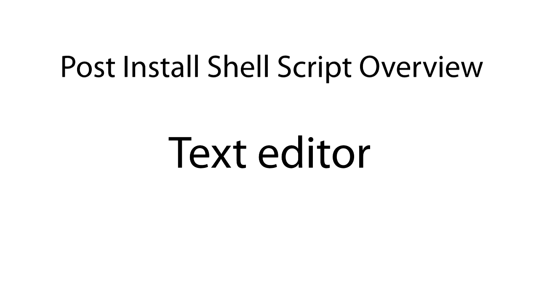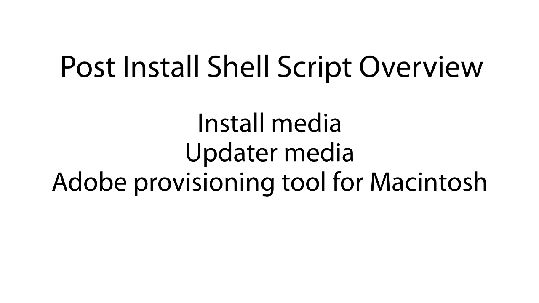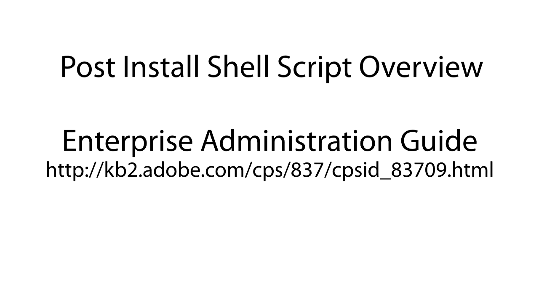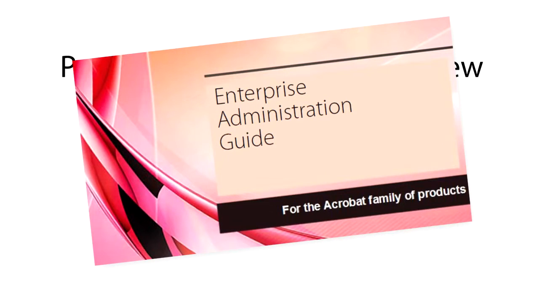For this demonstration, I will be using BBEdit, but you can use another editor of your choice. You'll also need the install media, the updater media, and the Adobe provisioning tool for Macintosh. You'll also need the Enterprise Administration Guide, which is located at http://kb2.adobe.com/cps/837/CPSID_83709.html. The core instructions for this video were taken from the Enterprise Administration Guide.